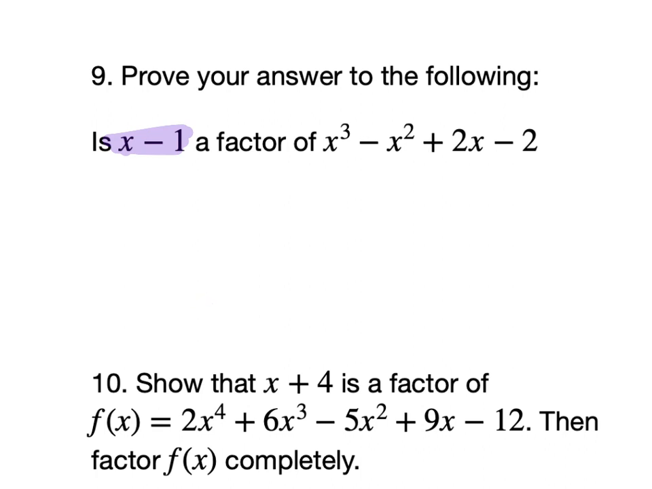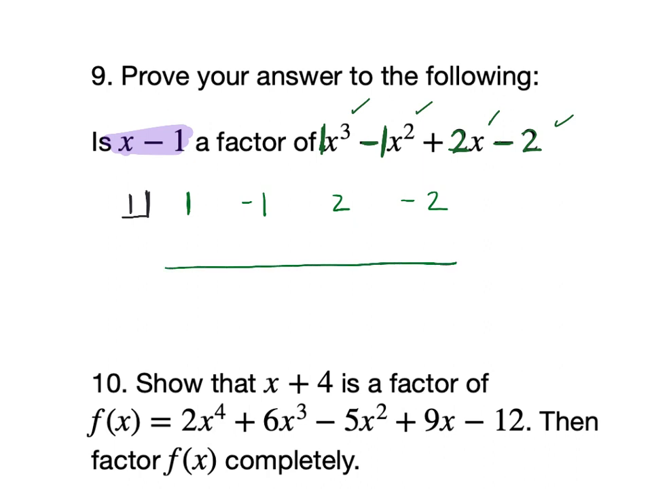Okay, it's x minus 1, and we always use the opposite sign when we do synthetic. So if it's x minus 1, I'm putting a positive 1 in the box. Here are my coefficients. I've got 1x cubed, negative 1x squared, a 2, and a minus 2. I've got all the terms, 3, 2, 1, none, so I don't have to put any zeros for fillers. So I'm writing those coefficients down. Skip a line, draw a line, and here we go.